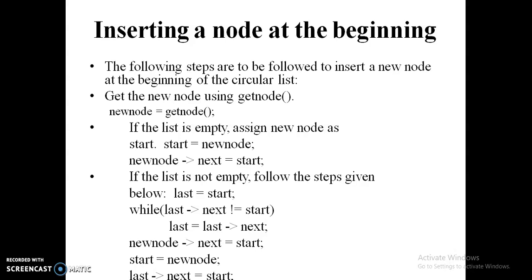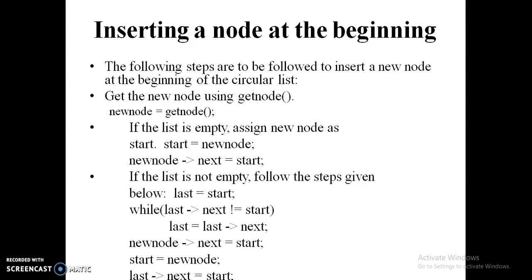Because we are assigning the new node as the starting node, and we are creating a circular linked list, new node next is again the start node, because it forms a circle. So we assign start equals to new node, and new node next as the start. So it forms a circular list.